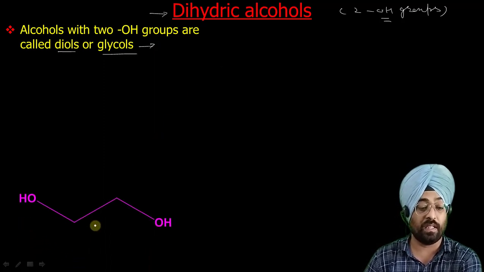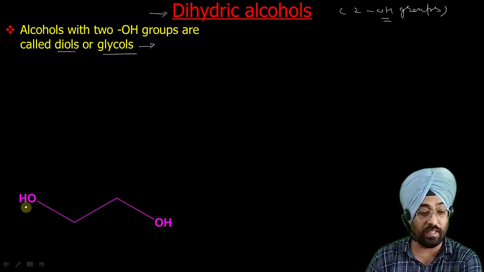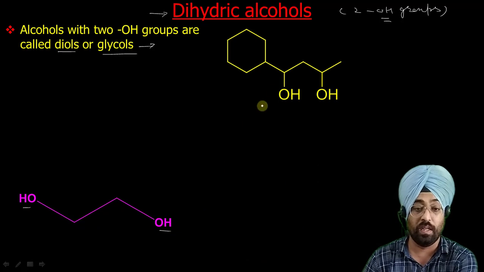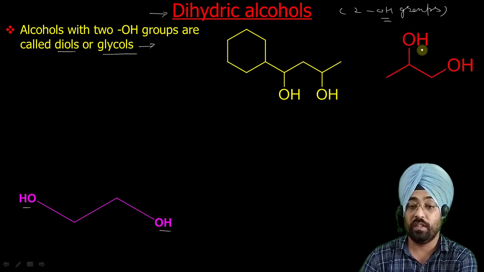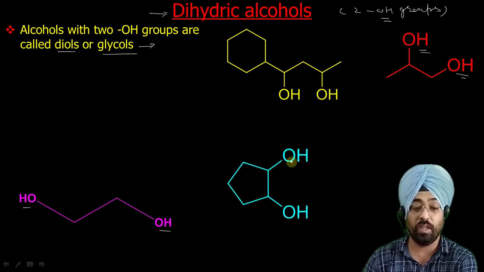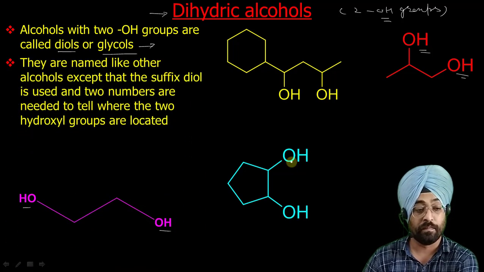Some examples are these. This has two OH groups per molecule, so it is a dihydric alcohol. This is also an example of a dihydric alcohol, and so is this. All these molecules have two OH groups per molecule, so that's why these are called dihydric alcohols. Now first we will learn how to name them.